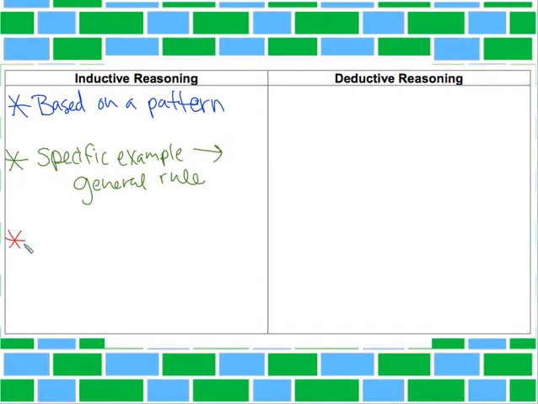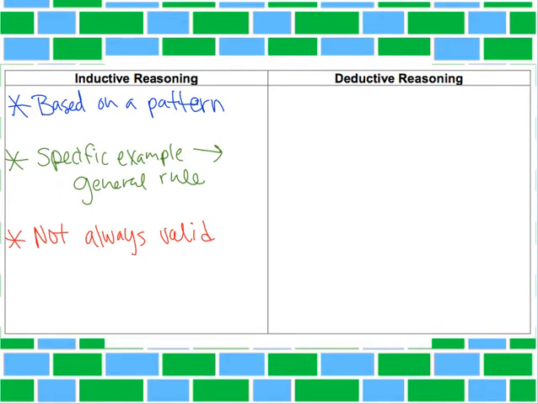However, because that's not necessarily always true, the conjectures you make with inductive reasoning are not always valid. Now, a lot of times they're valid, but not always.